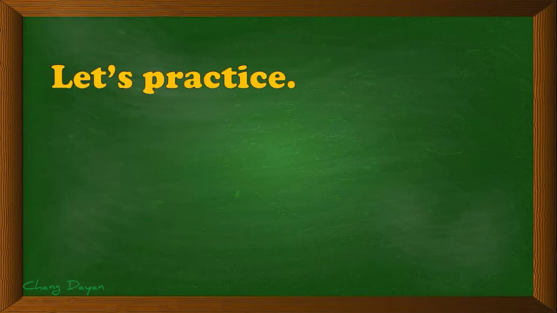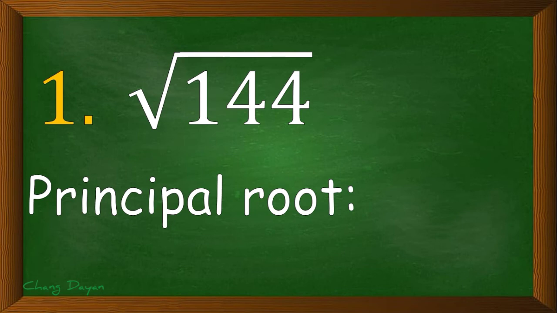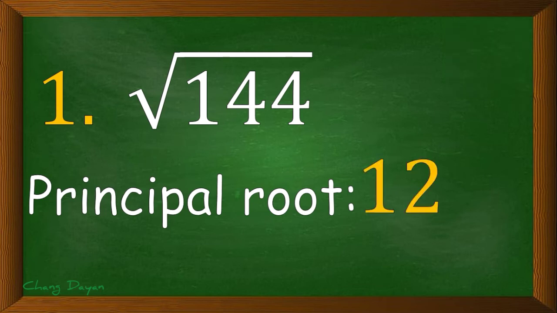Next, let us have practice. Find the principal root of the following. The following are rational. I'll be giving you 5 seconds. Number 1, square root of 144. 5 seconds. The answer is 12. Number 2.